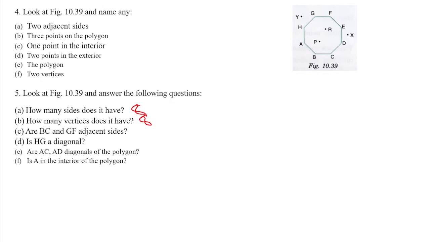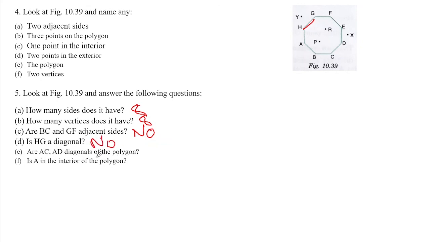Are BC and GF adjacent sides? So, where's BC? Okay? And GF. No, they are not adjacent sides, but instead they are parallel sides. So the answer to this question is a big no. Now, is HG a diagonal? No. A diagonal will be something like this. Okay? HG is not a diagonal. So this is also no.